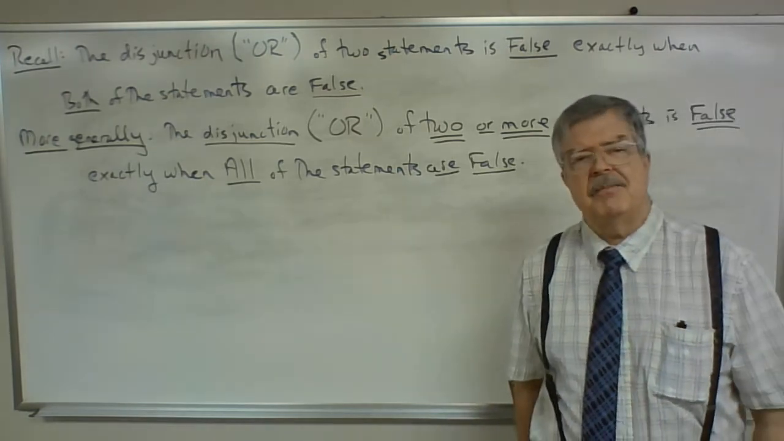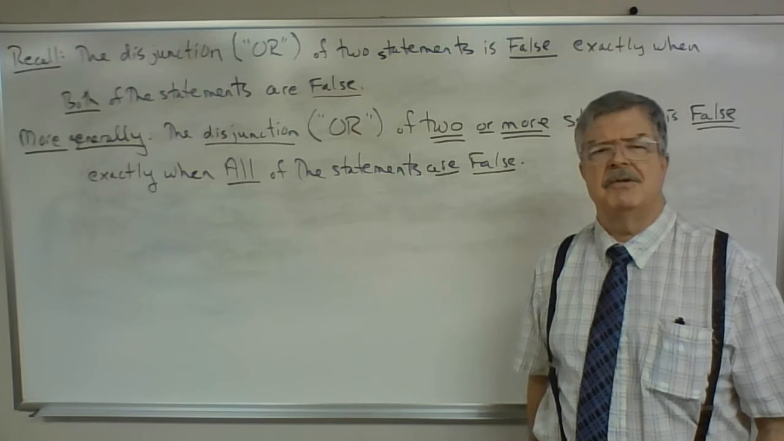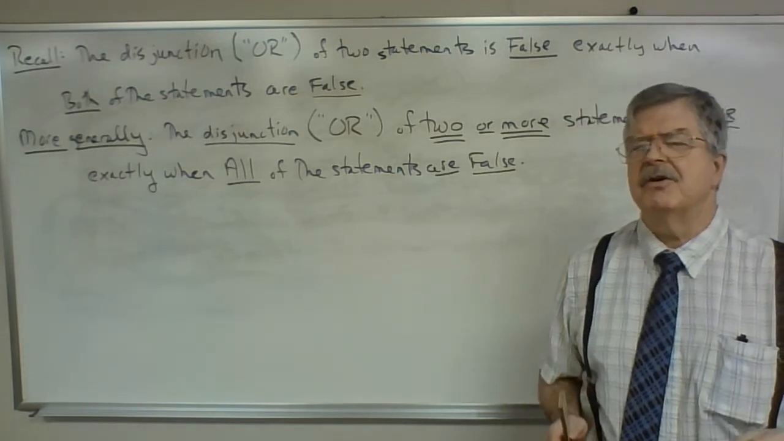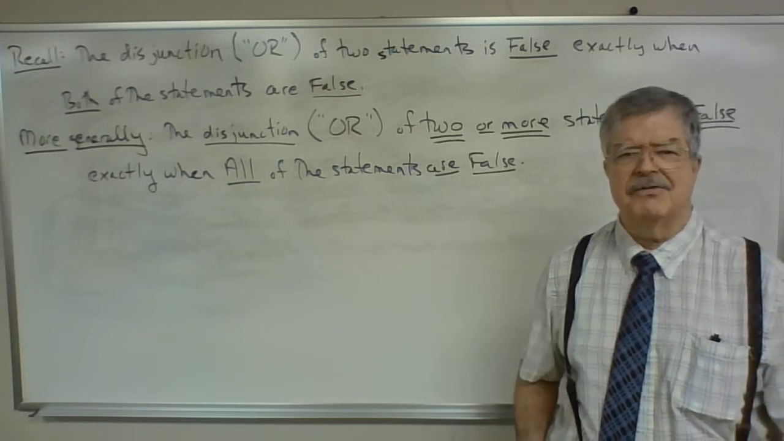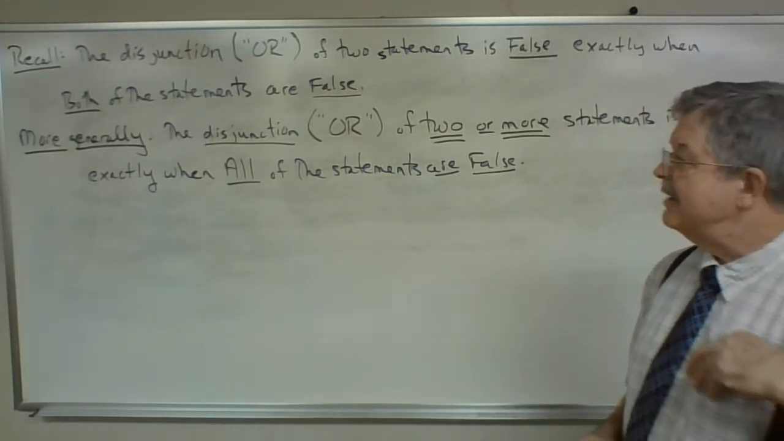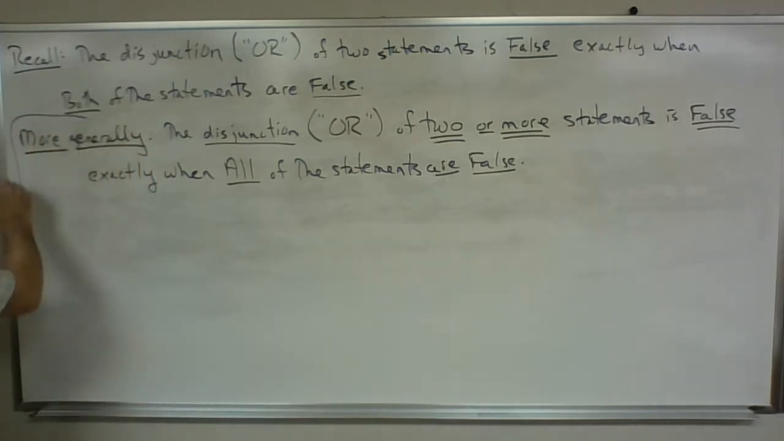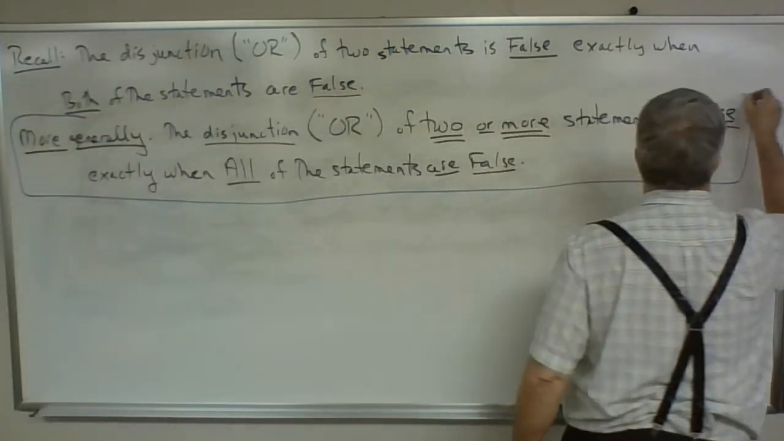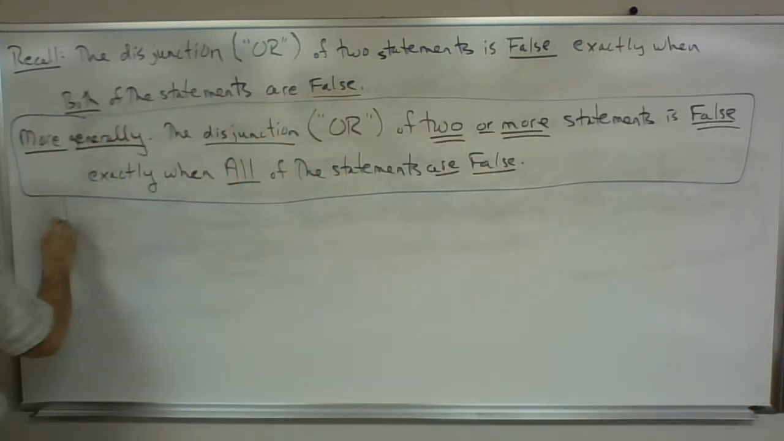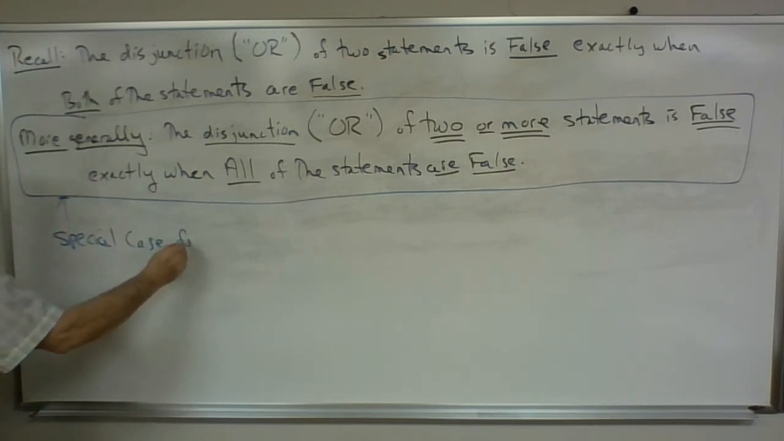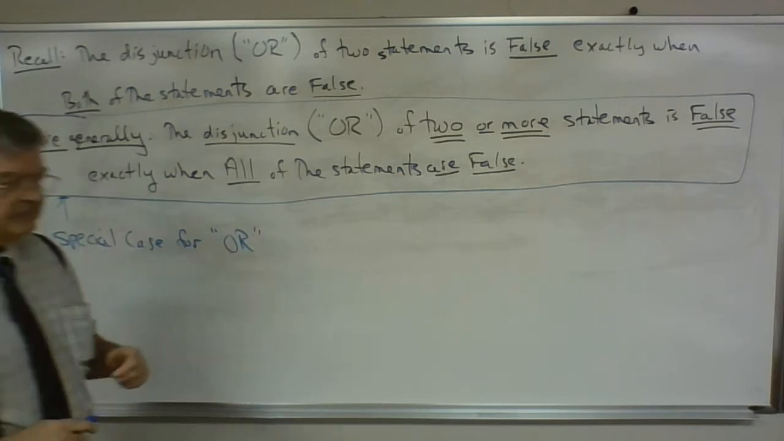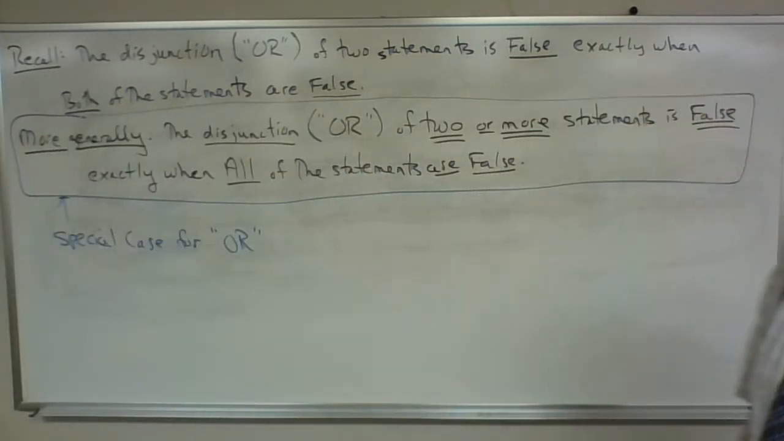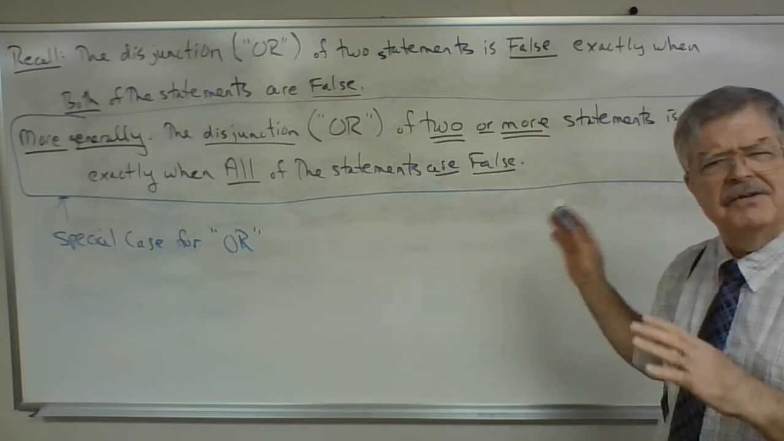If we have 25 statements and we do the or, the disjunction, of those statements, the only way that disjunction of the 25 statements can be false is if every single one of those statements is false. And as far as the general case, this is what we're going to be looking at. This is the special case for an or, a disjunction. The only time that it's false is when every single statement is false.